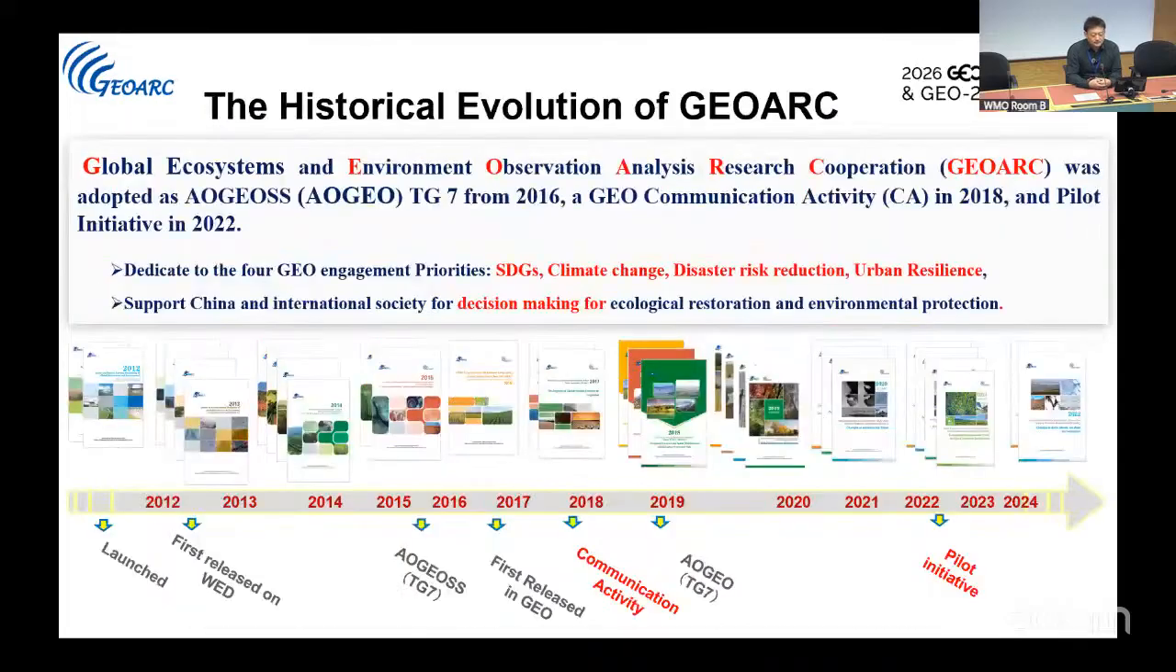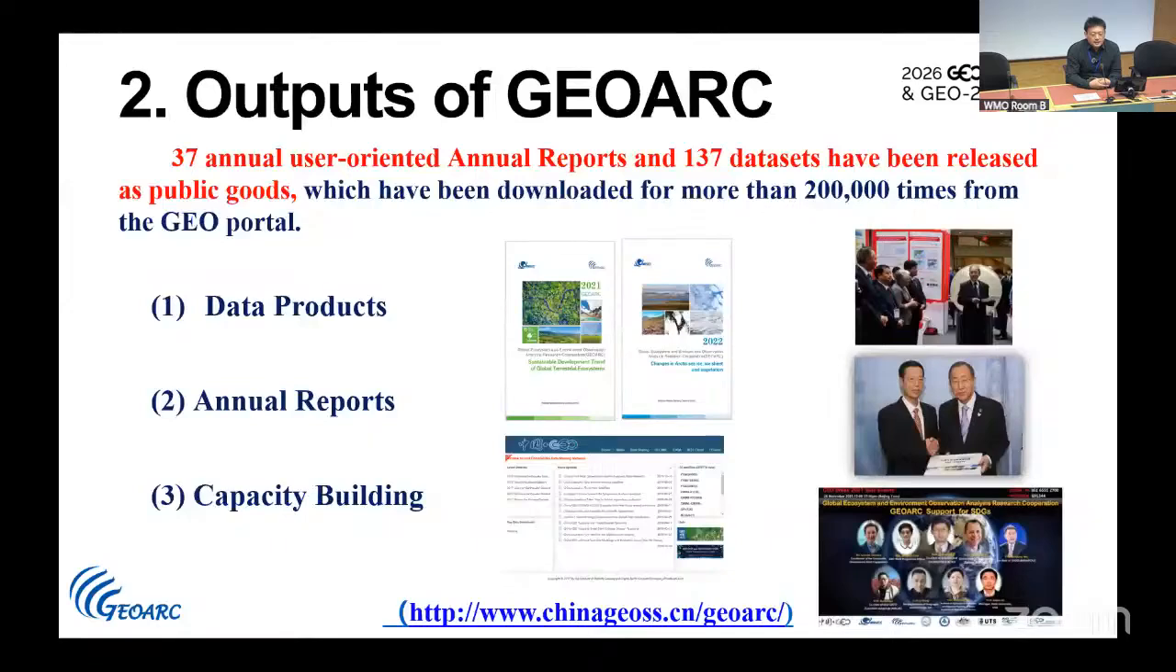This is a history of the GeoArc, from 2011 to 2024, and we released a lot of annual reports at the scale of China and at the scale of the globe, also some regional scales. GeoArc has a lot of outputs, and they include three parts. The first one is the data products, the second one is the annual reports, and the third one is capacity building.